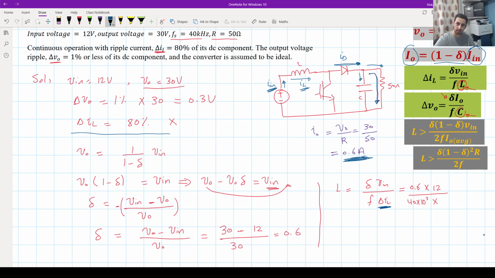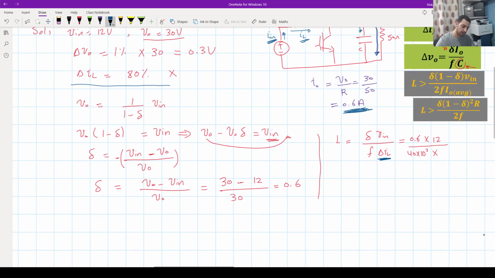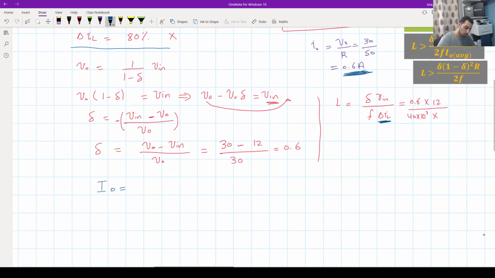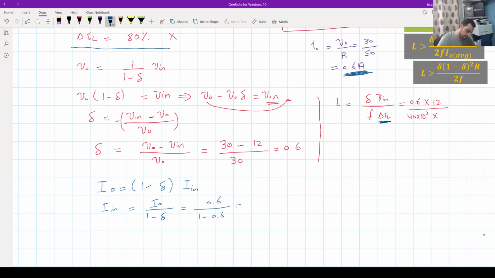This is the average current, okay? And that's the DC component of the requirement. So now I output should equal, from the equation there, 1 minus delta I input. Okay, so I input here will equal I output divided by 1 minus delta, and that will equal 0.6 divided by 1 minus delta, which is 0.6 as well, and that will give us a value of 1.5 ampere. And this is the average or DC value of my inductor current.